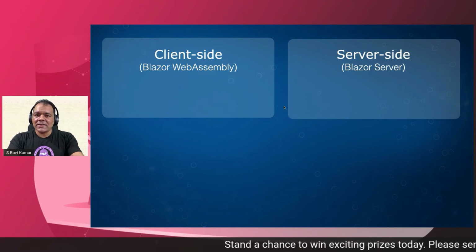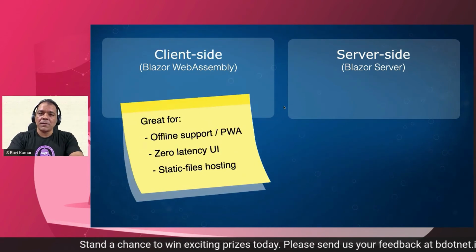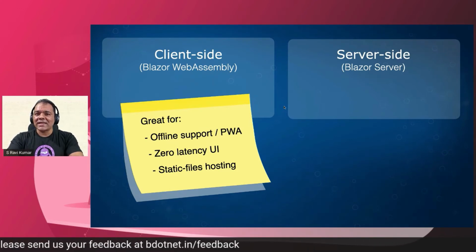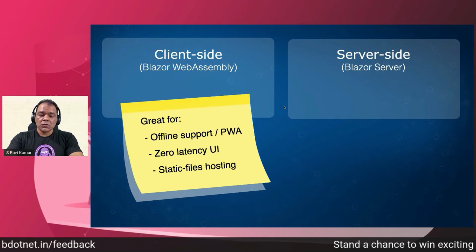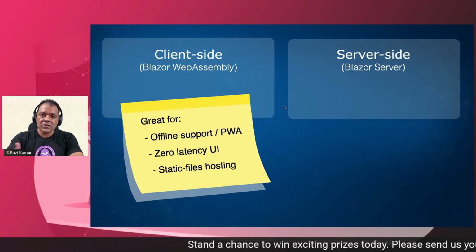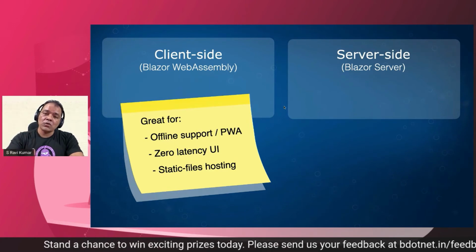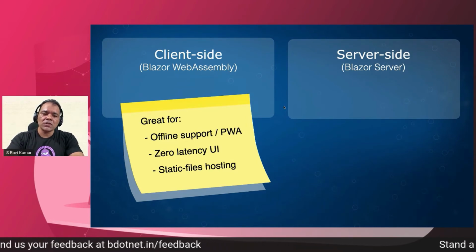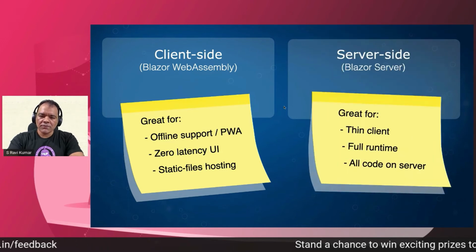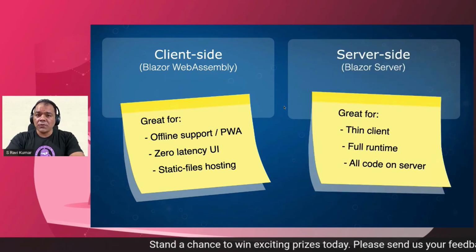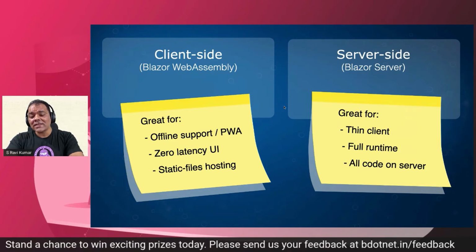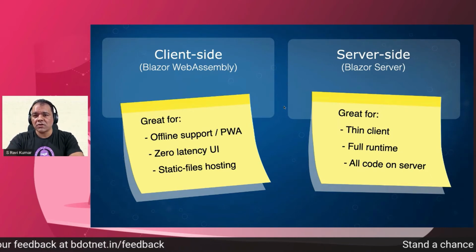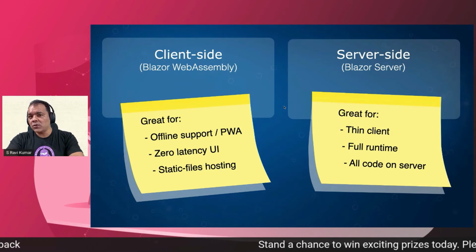We have client side, that is Blazor WebAssembly. We can use it for developing progressive web apps. You can see that while creating the project itself, we have the option to select the project as a progressive web app. So if we want to create a progressive web app with a zero latency UI, or we want to host static files, or we want to create offline applications, in all these scenarios we can use Blazor WebAssembly. When we talk about Blazor server, if you want to use a thin client application or even a regular web application, and you want to utilize the full runtime support of .NET Core, then you can use Blazor server.